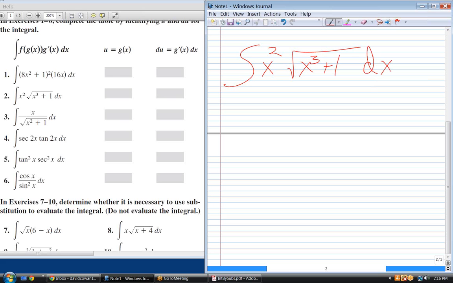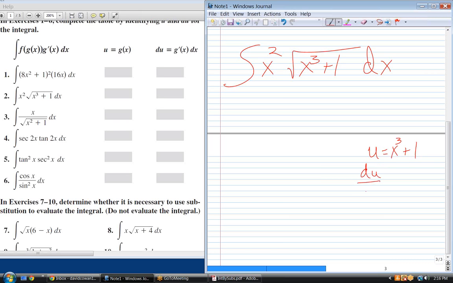This is worth putting a lot of effort into, U substitution. It's really important you know this. What am I going to let u be here? Let's just go through the sequence of how we're going to do it. Always figure out what u is. So again, u would be x to the third plus 1.